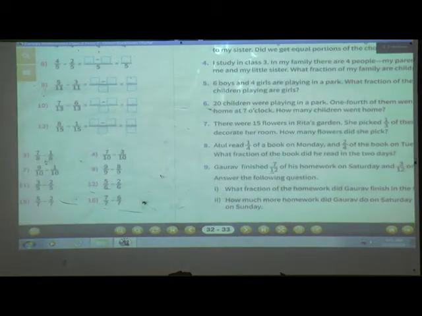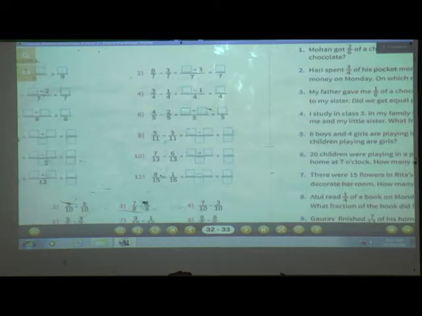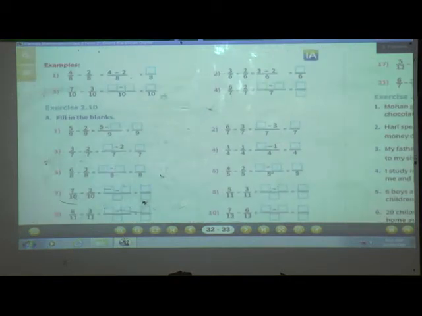Now turn your page, next page. Here are some examples that are given. After that we will see the exercise.